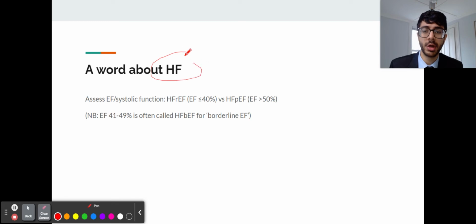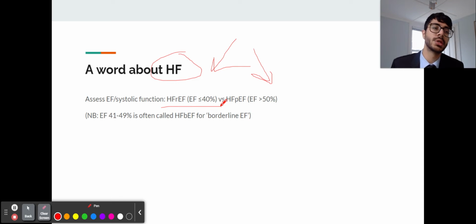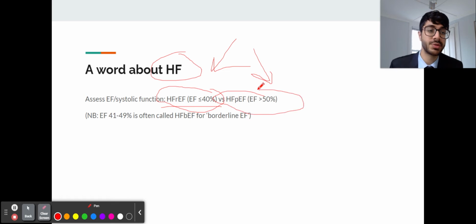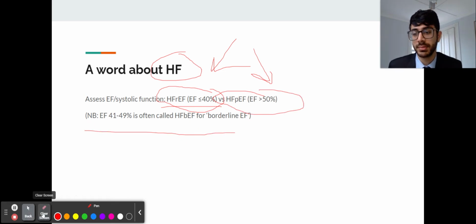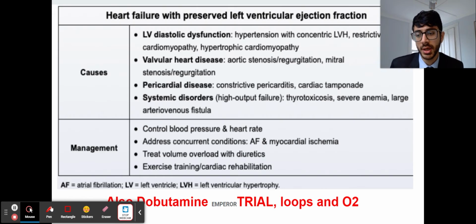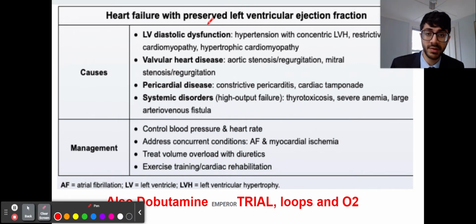Another word about heart failure, a lot of people know heart failure with preserved ejection fraction and reduced ejection fraction. What's reduced ejection fraction? Normal ejection fraction is about 50 to 55%, or above 60. Actually, I've forgotten, but whatever. Heart failure with reduced ejection fraction is less than 40. Heart failure with preserved ejection fraction is less than 50. Anything in the middle is borderline. Just know the terminology. Obviously, we know that there are a lot of drugs for reduced ejection fraction. We don't have that many drugs for preserved ejection fraction.